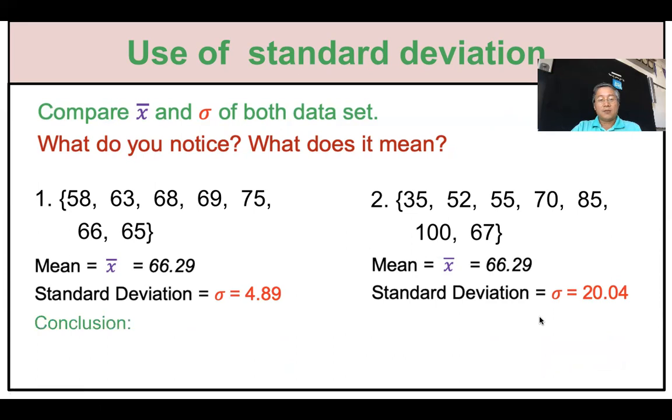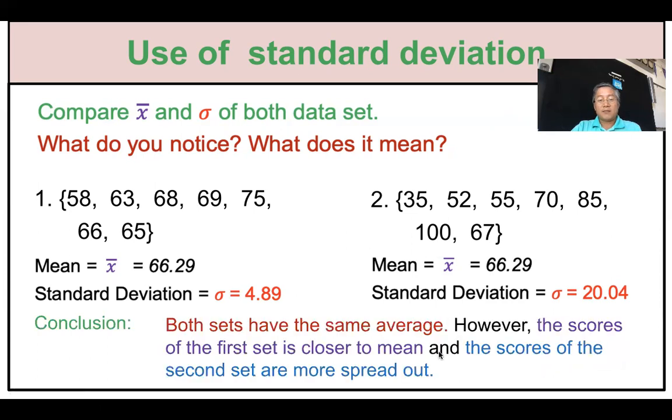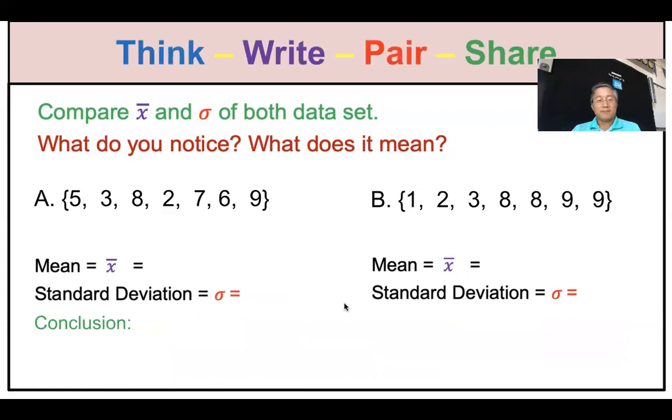So the conclusion: both sets have the same average. However, the scores of the first set are closer to the mean, and the scores of the second set are more spread out. So you understand how we use the population standard deviation, right? So today's lesson is this. Okay, we stop here.